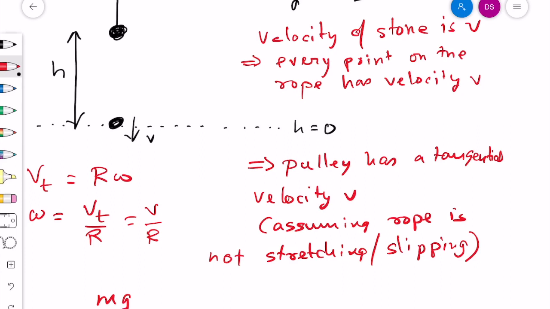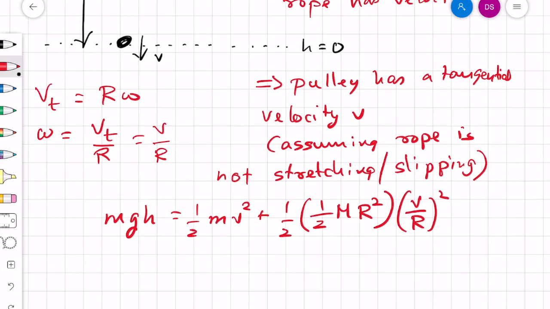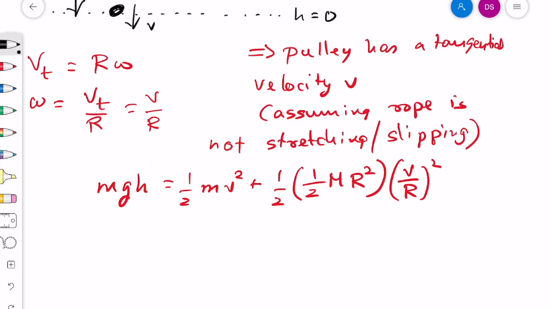So mgh is equal to half mv squared plus half the I of a cylinder. It's a solid disk, so that's a cylinder. So the I of a cylinder is half mr squared from the table of moments of inertia, and omega is v over r, squared. So we can just go ahead and work this out.